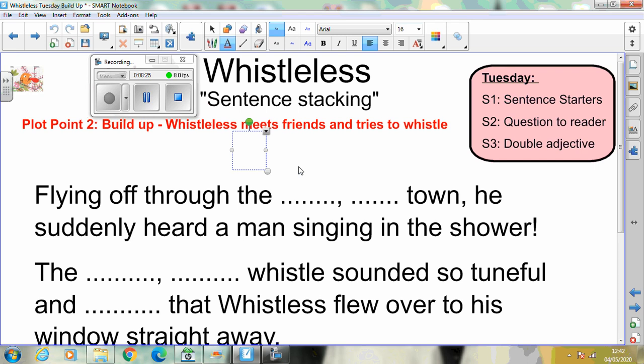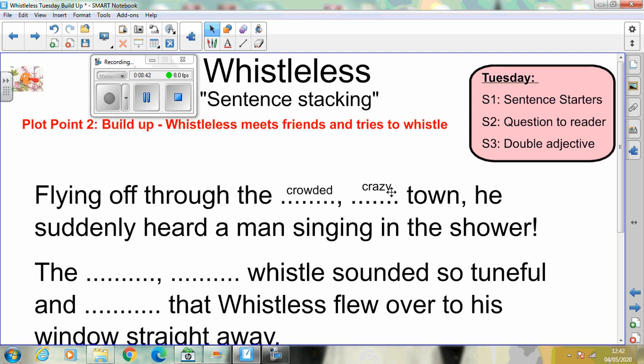Flying off through the crowded, crazy town. Crowded and crazy, that's an example of alliteration. They both begin with C, K and K. But it's not the best description, really. I'm going to think of some other words.